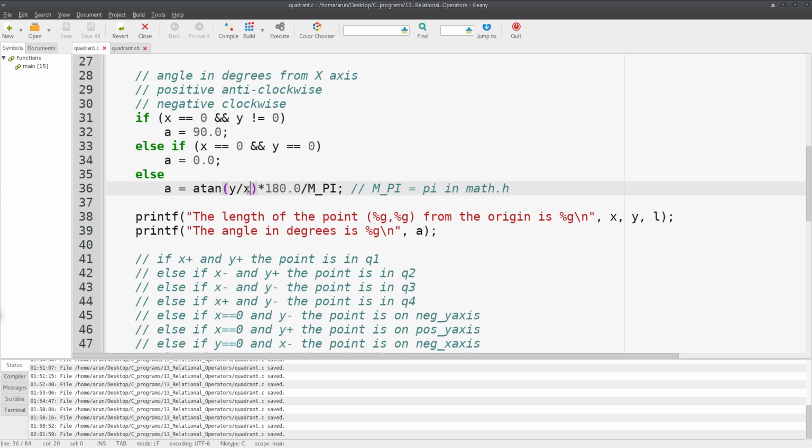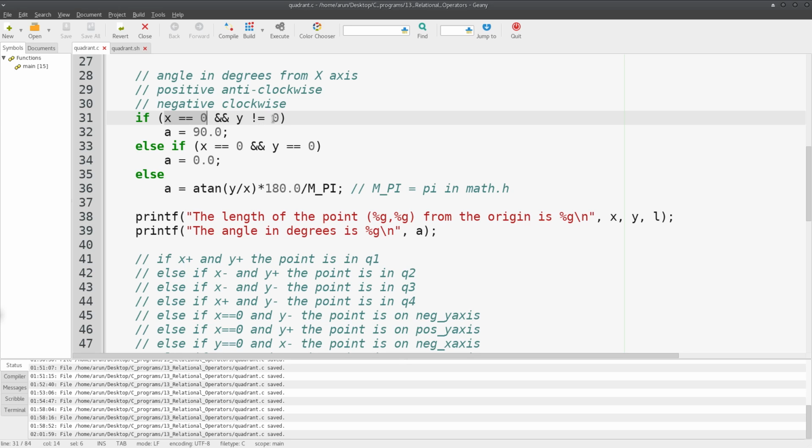Okay, so we just have to tell the user that, hey, you just have to make sure that x should not be equal to 0. Okay, and that's why we write all these loops over here, all the decision making statements over here. If x is actually 0, and y is not equal to 0, that means the point is actually lying on the y-axis.